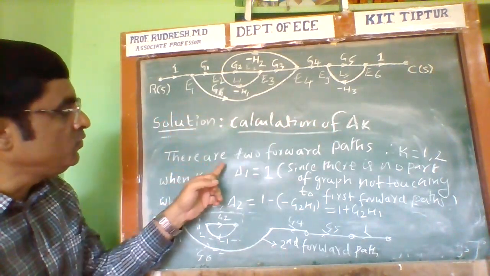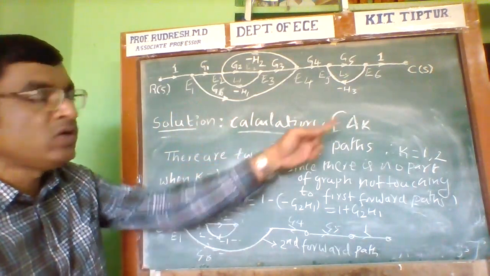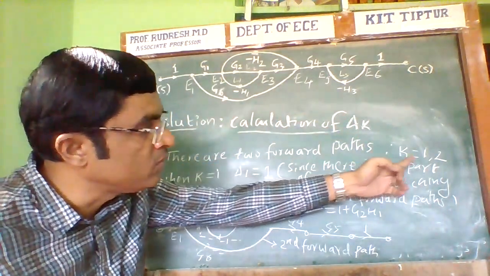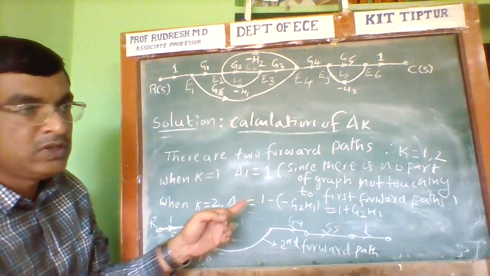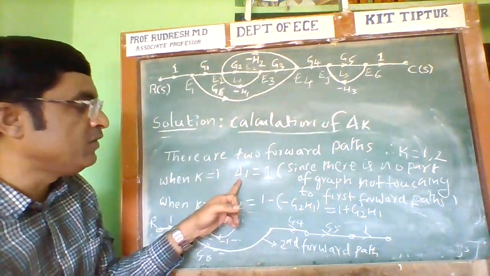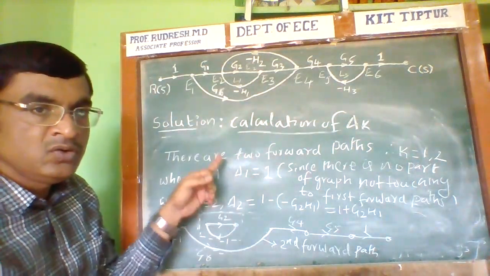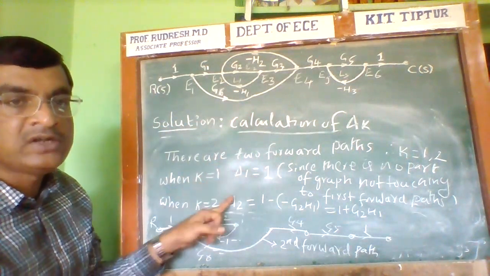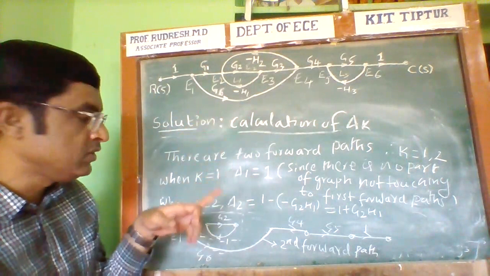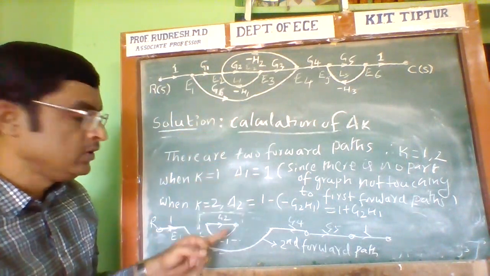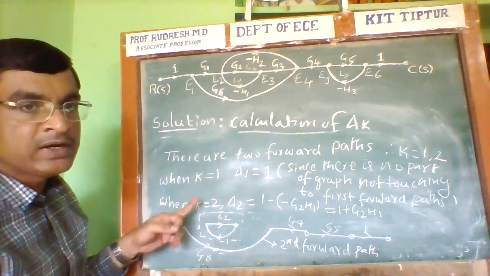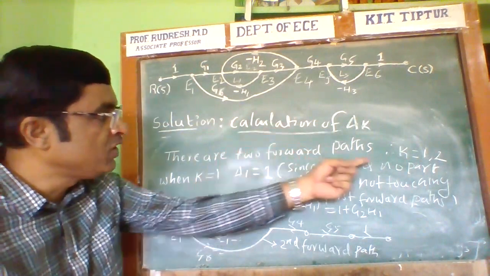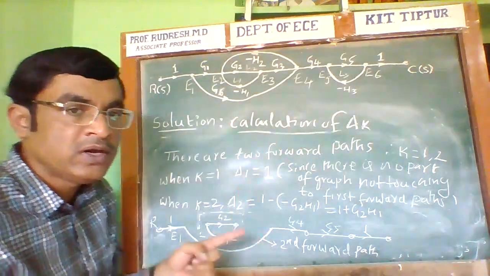Here there are two forward paths. Therefore, k is equal to 1 and 2. We need to calculate delta 1 and delta 2 because there are two forward paths. If there are three forward paths, we need to calculate delta 1, delta 2, delta 3. If there are six forward paths, then we need to calculate delta 1 through delta 6. Likewise, we need to calculate accordingly. But here there are two forward paths. Therefore, k is equal to 1 and 2.